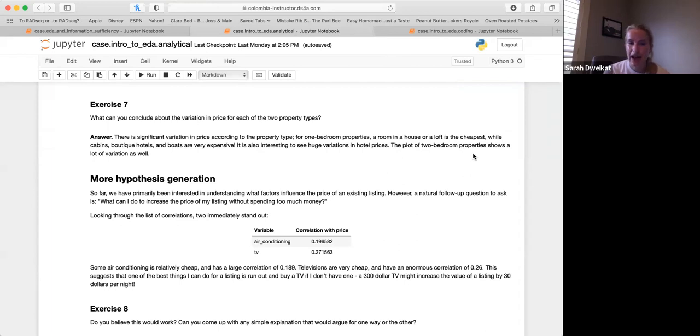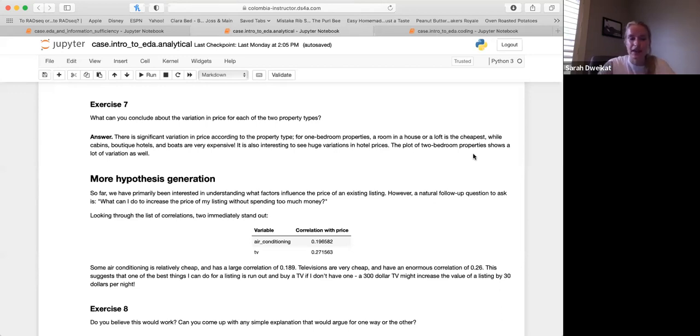So if we wanted to ask for our hypothesis, if you are Airbnb and you wanted to make a recommendation to a renter on how they could increase their price pretty easily, we can look at some of these other things. So let's say we have this variable, air conditioning, and then we have a TV, and we look at their correlations with price. These are variables that are pretty simple for a renter to incorporate and might be worthwhile if it actually made a difference in terms of the price.